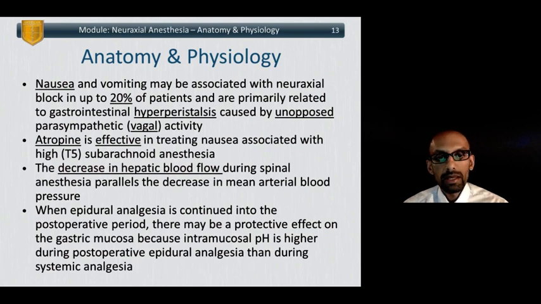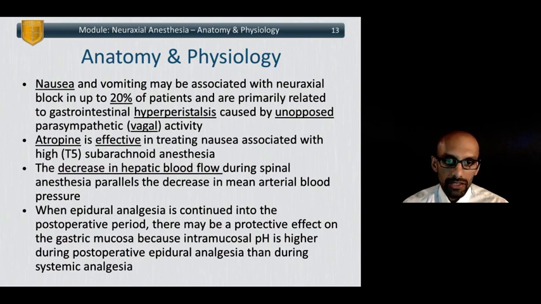Nausea and vomiting may be a complication of neuraxial anesthesia. It may occur in up to 20% of patients. It may be related to hyperperistalsis because you invoke the sympathectomy, but you still have craniosacral outflow, which may have unopposed activity, and you get this hyperperistalsis as a result. Interestingly, anticholinergics like atropine appear to be effective in treating this.